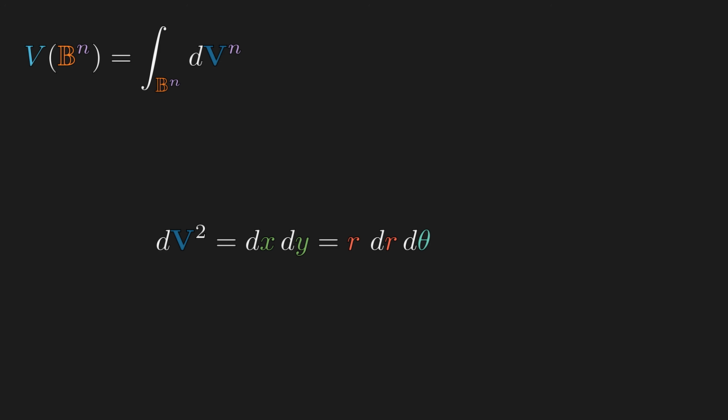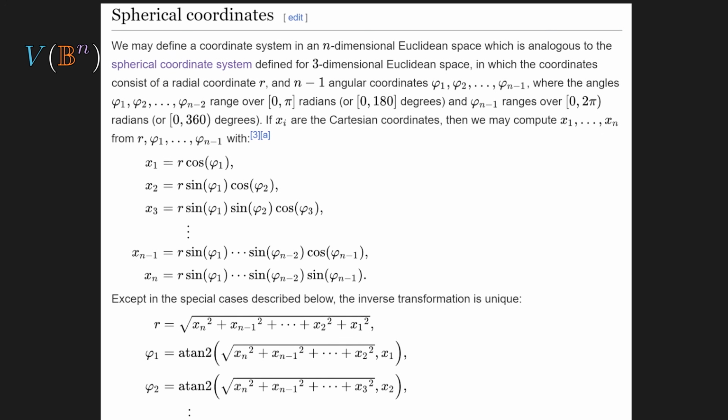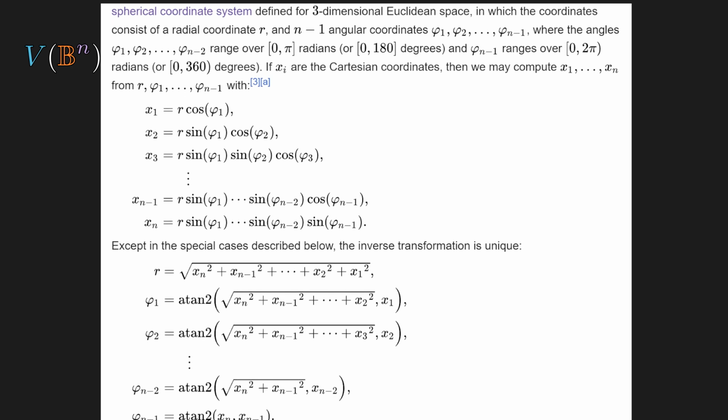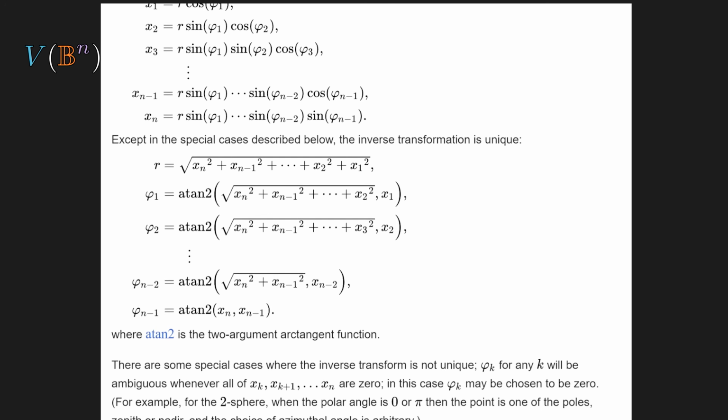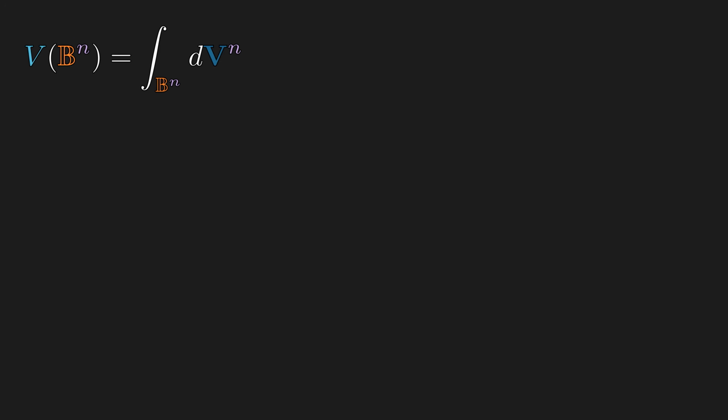So for example, an area element can typically be expressed in Cartesian and polar coordinates, and the 3-dimensional volume element in Cartesian and spherical. There is a generalization of 2-dimensional polar coordinates and 3-dimensional spherical coordinates for higher dimensions, which we typically call hyperspherical coordinates. And you can use it to evaluate this integral, but I'm not going to do it in this video. But if you're interested, I will leave a couple of links in the description below.